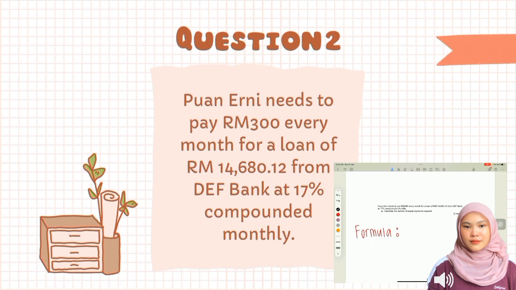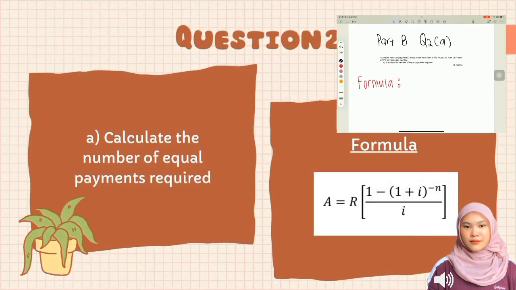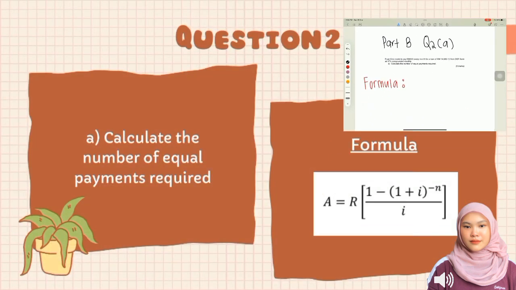Next question that I will be answering is part B, question 2A. So the question is, Puan Ernie needs to pay RM 3000 every month for a loan of RM 40,680.12 from DEF Bank at 17% compounded monthly. Calculate the number of equal payments required.